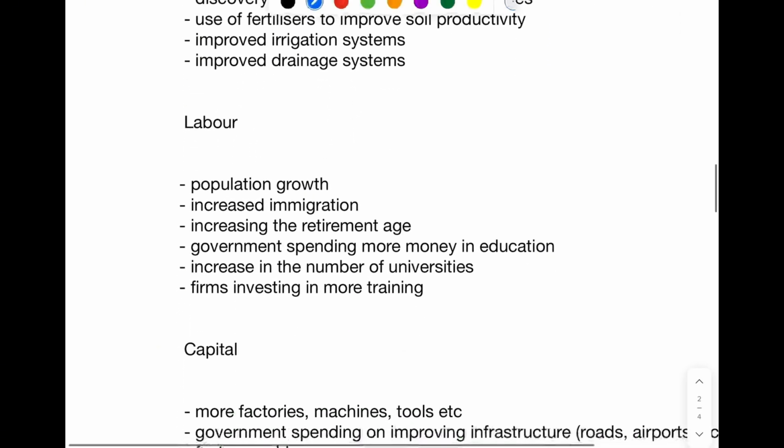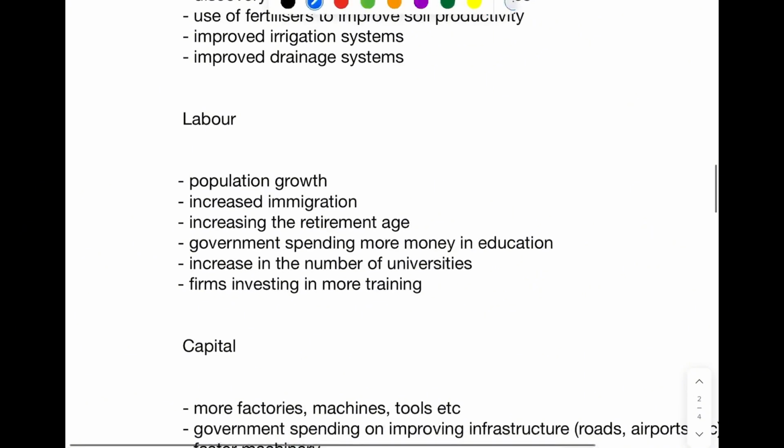Okay, also labor. We can try to improve the quantity and or quality of labor. Simply the population can just grow. If the population grows for whatever reason, that means there's more labor available. So then the potential output can increase. We could have increased immigration, more people moving into the economy. So then we've got more labor available. If we increase the retirement age, it means more people are going to stay at a working age for longer. Therefore, that's going to increase the amount of labour available.